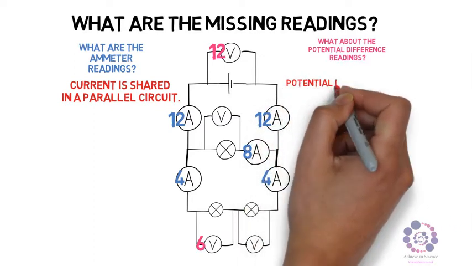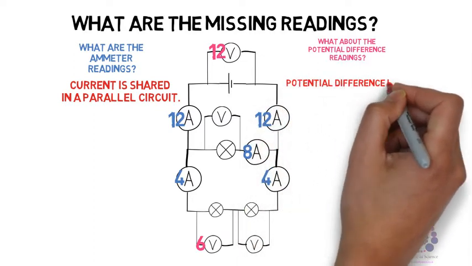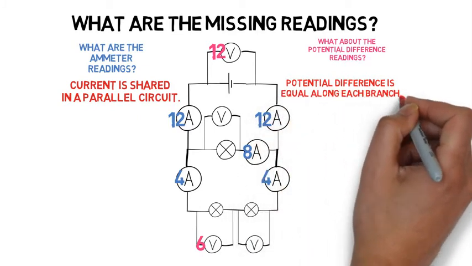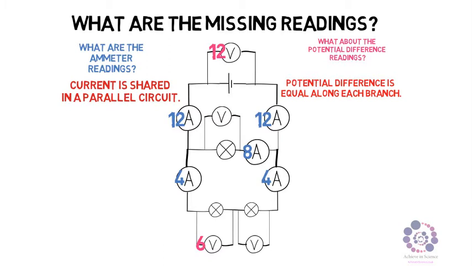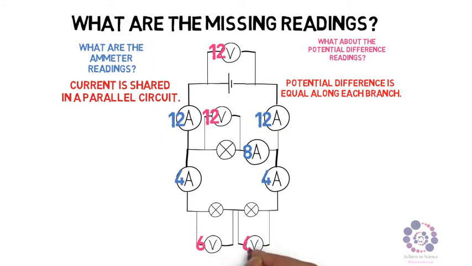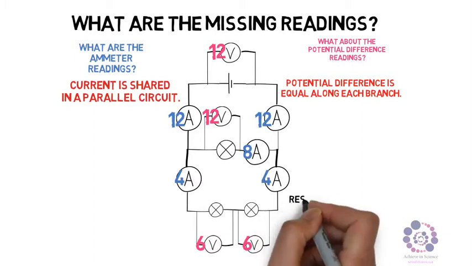Now the potential difference along each branch should be the same. Therefore, across the first bulb, the first branch, there should also be 12 volts, because it doesn't have to be shared with any other component. But in the bottom branch there are 2 bulbs, and therefore this would also need to be split. Therefore 6 plus 6 equals 12.